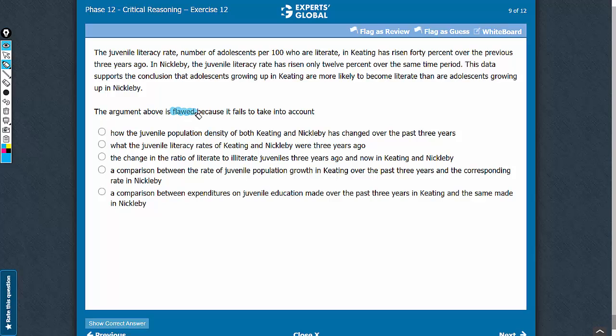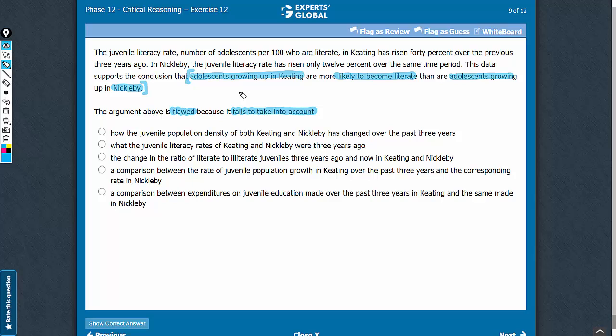This is a logical flaw question, and we have to find out what the argument fails to take into account. The conclusion is that adolescents in Keating are more likely to become literate than the adolescents in Nickelby. The missing link is between all the information presented in the argument and the conclusion that the adolescents in Keating are more likely to become literate than the adolescents in Nickelby.